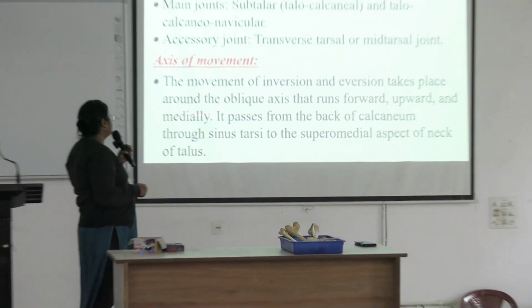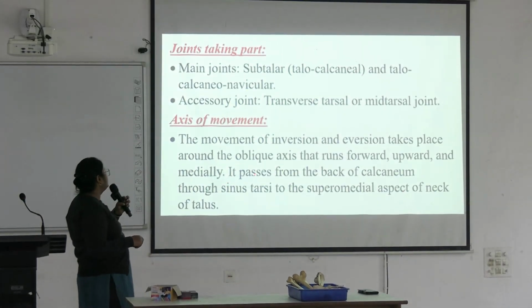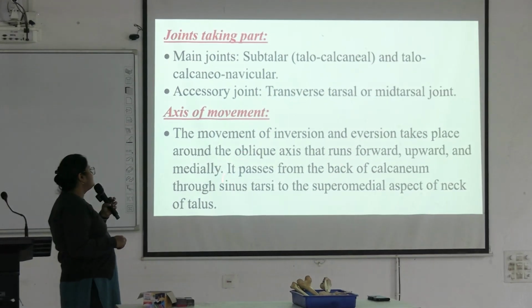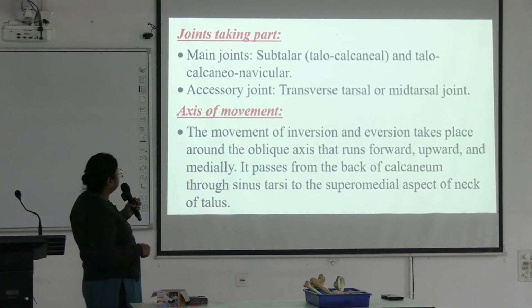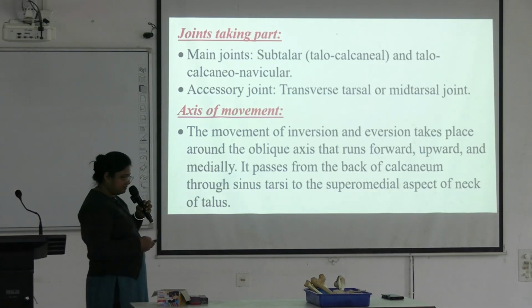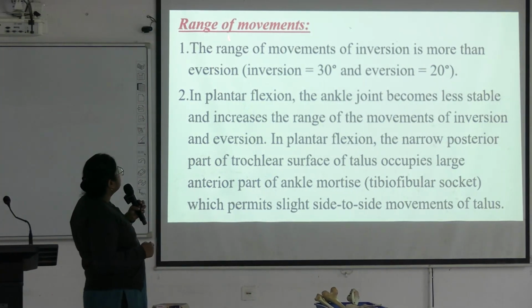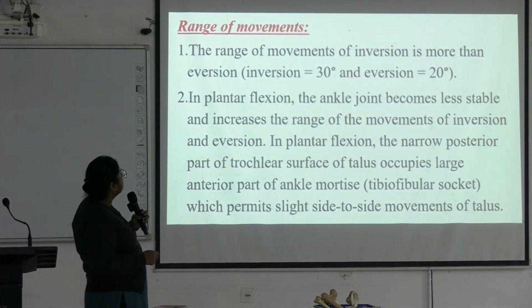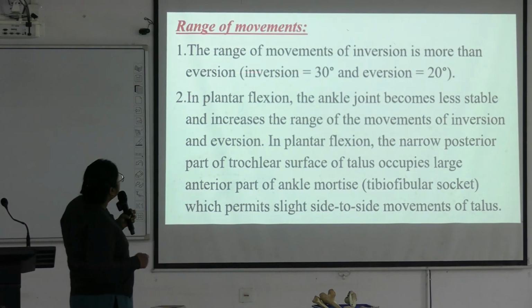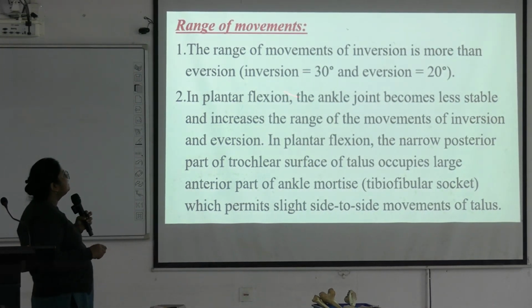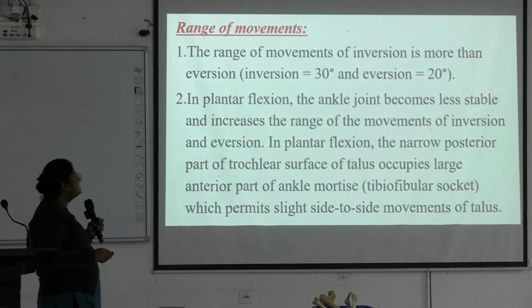And this axis passes from the back of the calcaneum through the sinus tarsi to the superomedial aspect of the neck of the talus. Okay. What is the range of movement? The range of movement of inversion is more than eversion. Inversion is 30 degrees, eversion 20 degrees.